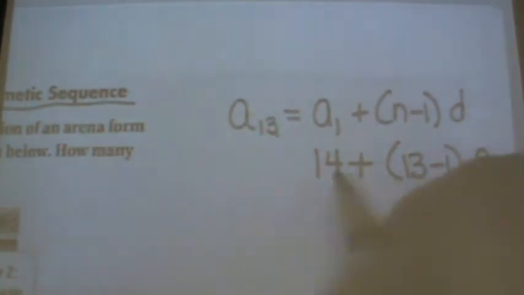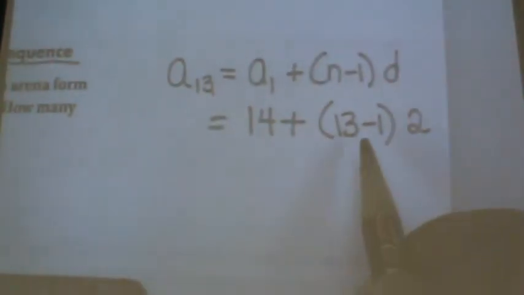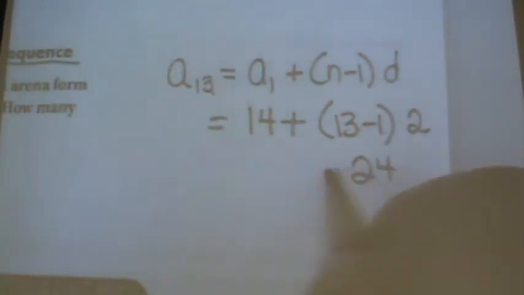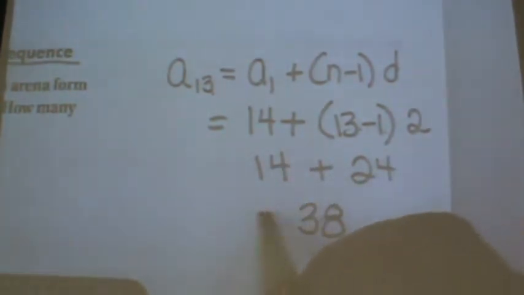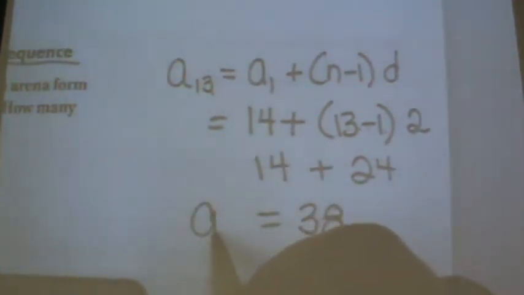How did it go from 14 to 16? What did we do? We added 2. So simply, all you do is that. What is 13 minus 1? 12. What's 12 times 2? 24. What's 24 plus 14? 38. There's 38 seats in row 13. Easy?